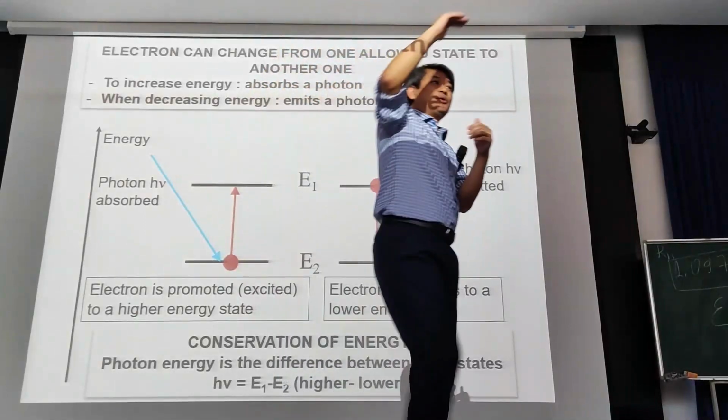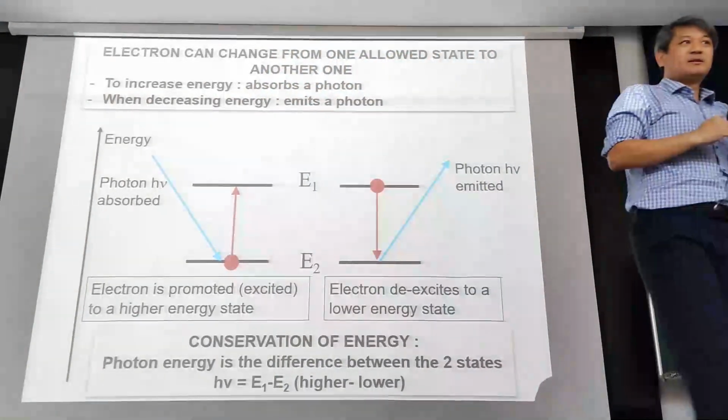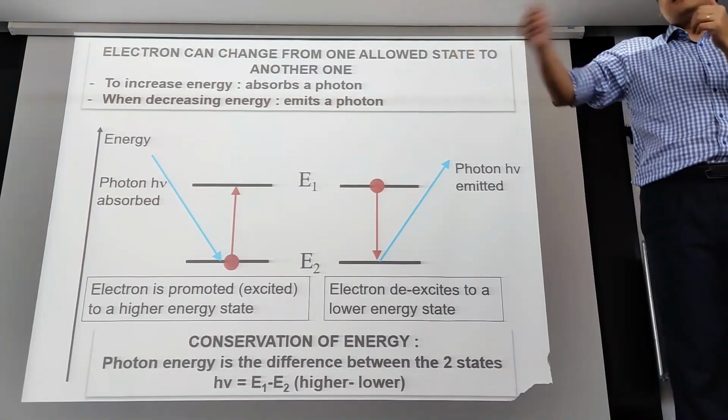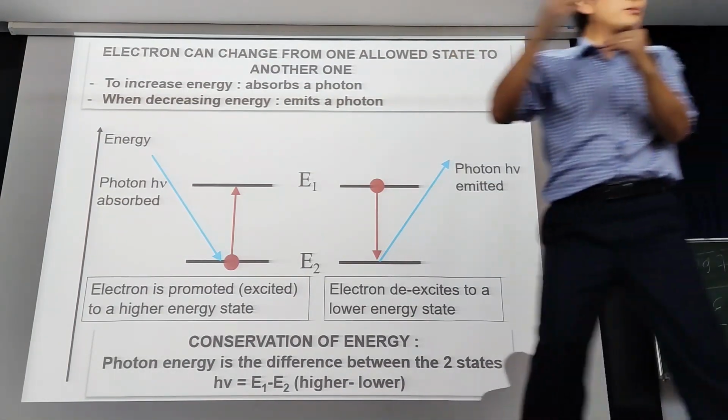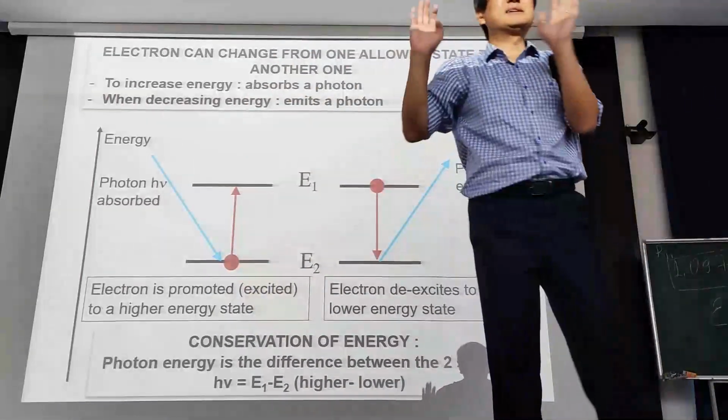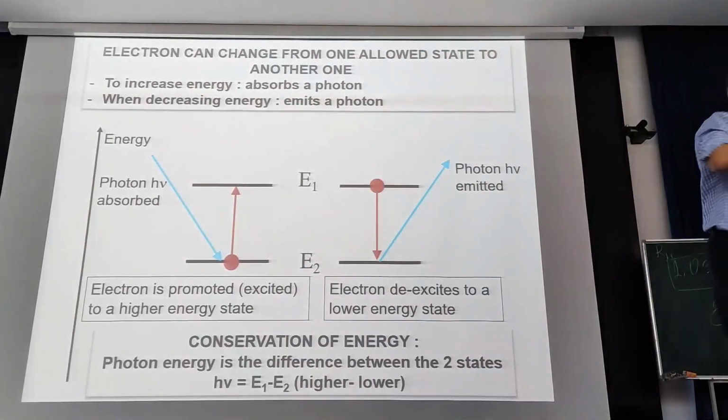So if you absorb UV, you will emit visible. If you absorb visible, you will emit near infrared or far infrared. Is it clear?